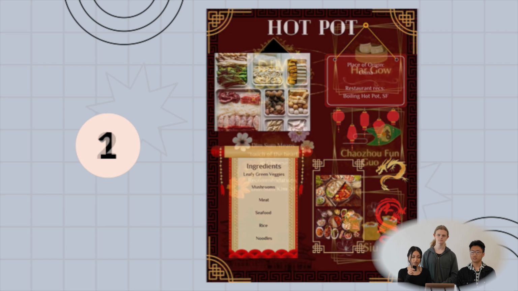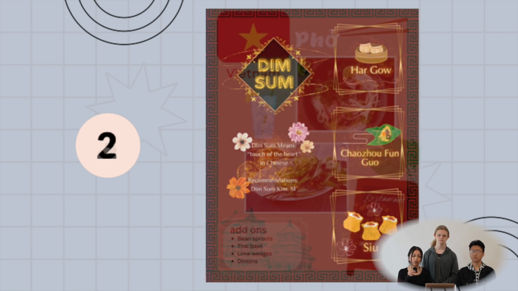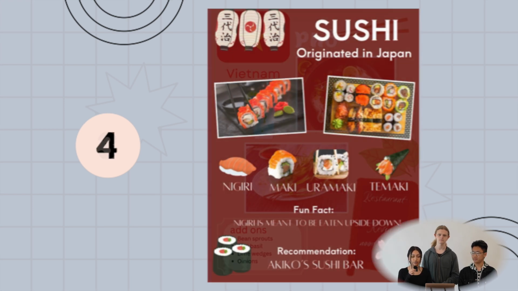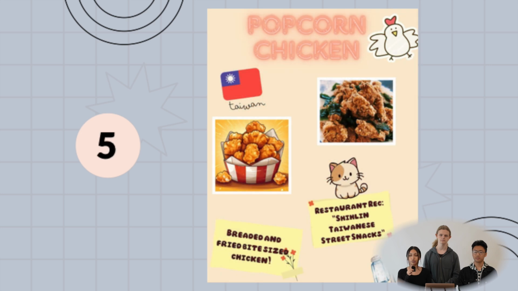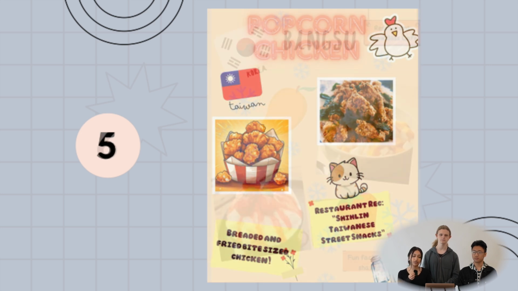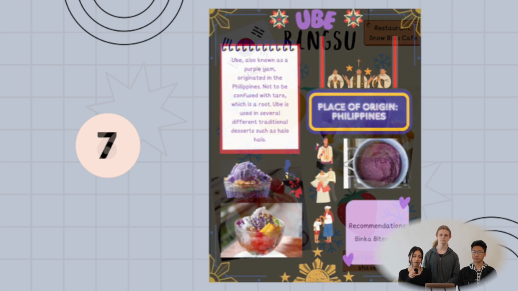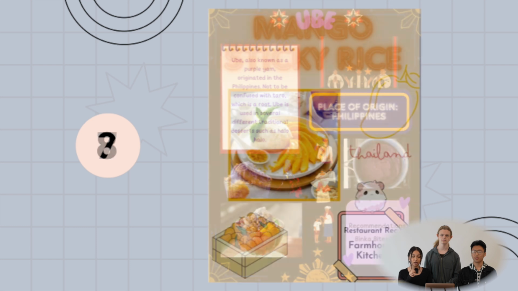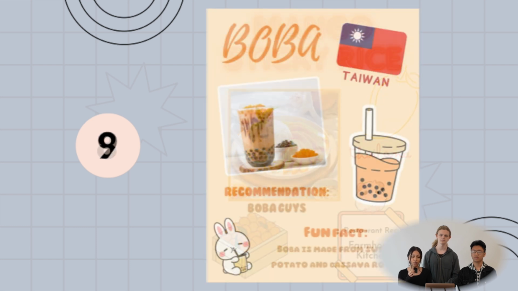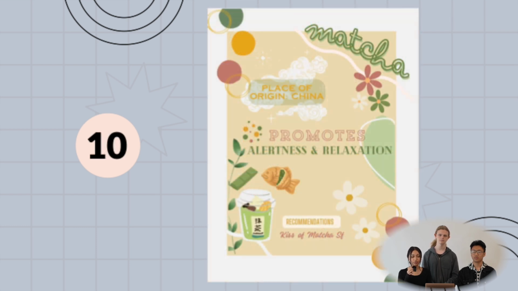Our second food, we have dim sum. Our third food, we have pho. Our fourth food, we have sushi. Our fifth, we have popcorn chicken. Our sixth, we have bingsu. Our seventh, we have ube. And eighth, we have mango sticky rice. Ninth, we have boba. And tenth, we have matcha.